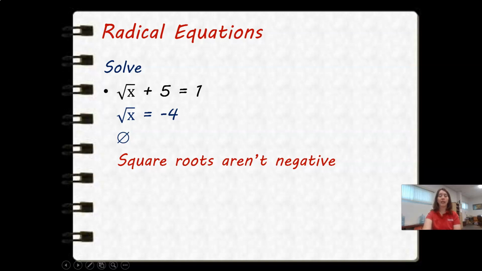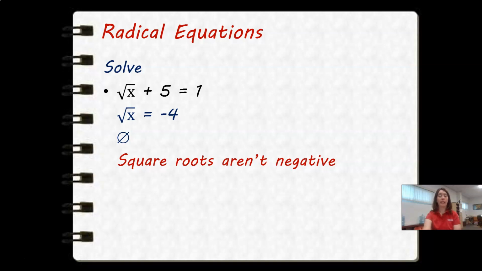So if you notice right here in your work, when you had the square root was equal to negative 4, square roots can't equal negative numbers, and you automatically know there's no answer. If you didn't recognize that and you continue to solve like we've done in the first 2 examples, that's why I have to check my answer, because putting 16 back in that question would not have worked on the original problem.